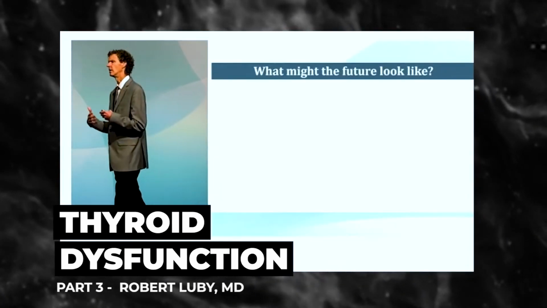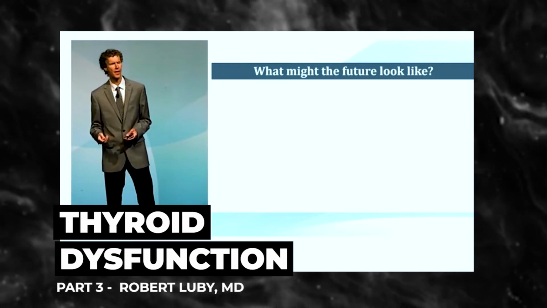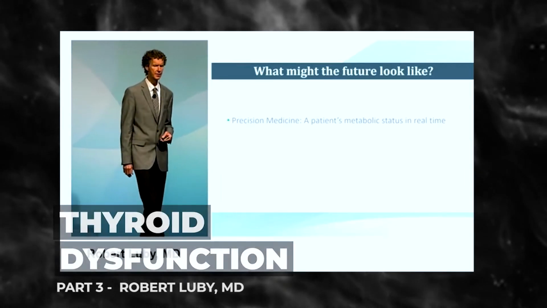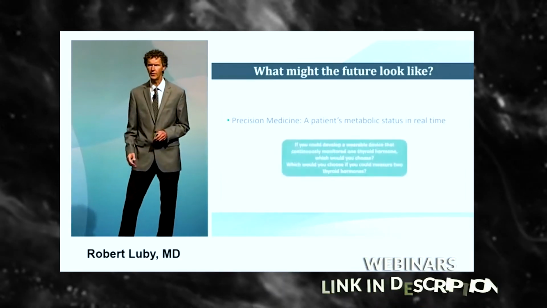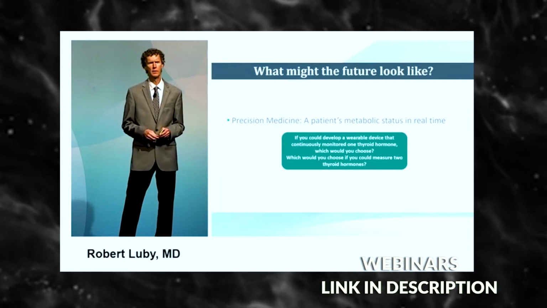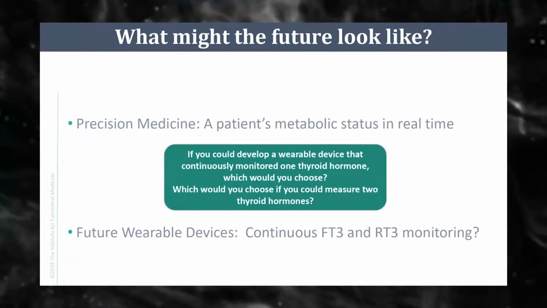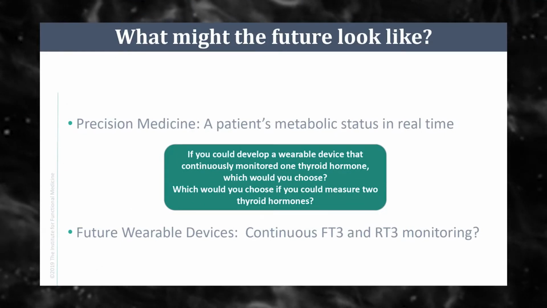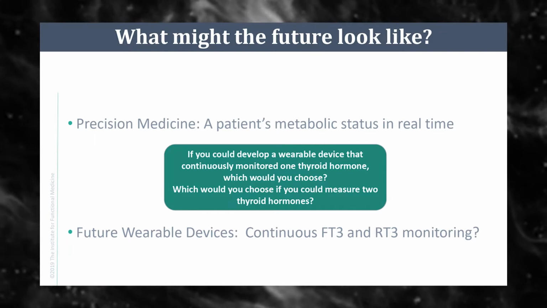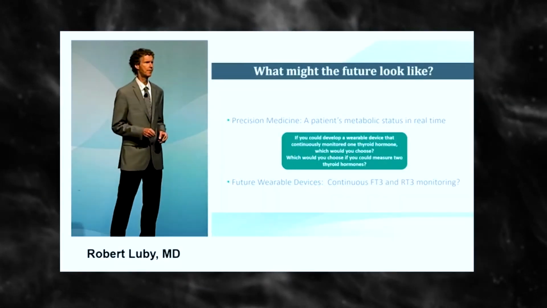Where's our future going? Are we trying to measure glucose metabolic status in real time? Might we someday want to measure thyroid metabolic status in real time? What would we want to measure? If we could create a wearable device that would measure one or two thyroid hormones, would we choose TSH? I think we would choose reverse T3 and free T3, which is going to give us a much more accurate real-time measurement of what's happening with the thyroid. So if we think about it from that context.